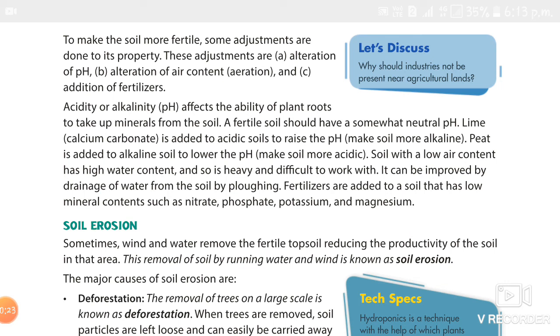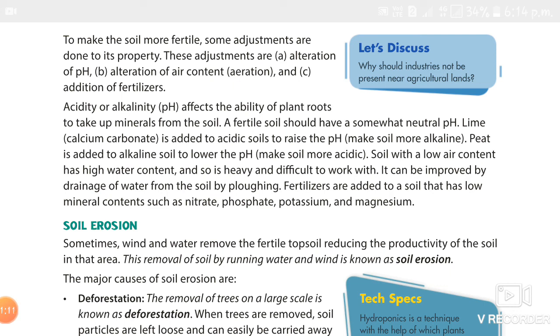The next adjustment is addition of fertilizers. Every type of soil will not have all the nutrients and fertility needed for plant growth. So some fertilizers have to be added to the soil to make it suitable for plant growth and also to get a high yield. Minerals like nitrate, phosphate, potassium, and magnesium are added. These are the adjustments for soil suitability for crops: alteration of pH, alteration of air content, and addition of fertilizers.